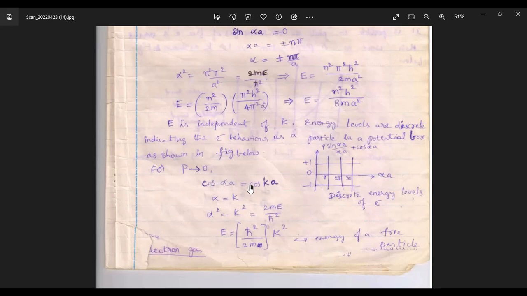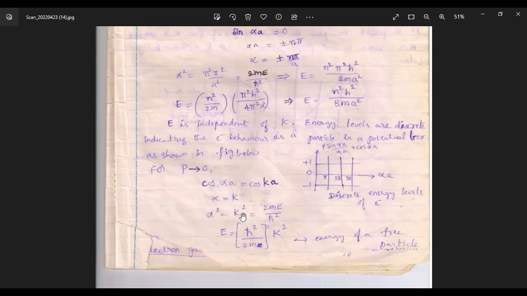Cos alpha a becomes equal to cos Ka, because in this equation the left hand side is equal to the right hand side, cos Ka, right? If P tends to 0, this entire expression will become 0. Only cos alpha a is equal to cos Ka. Then alpha is equal to K from this equation.